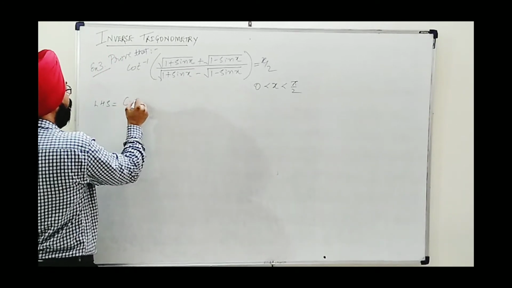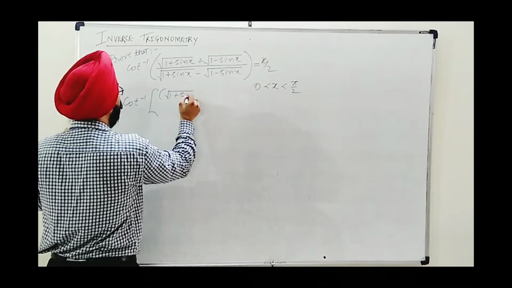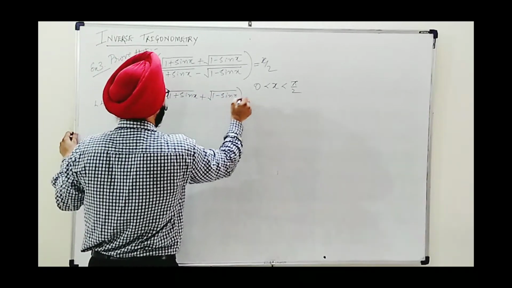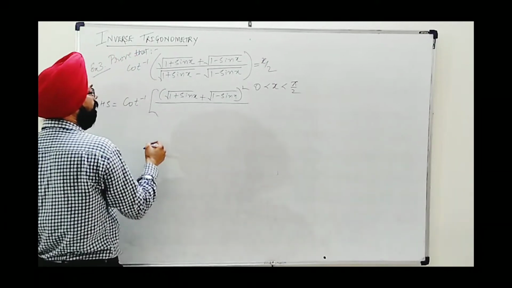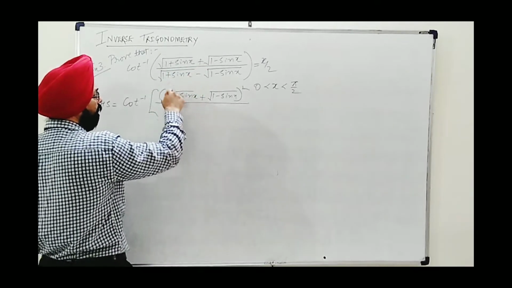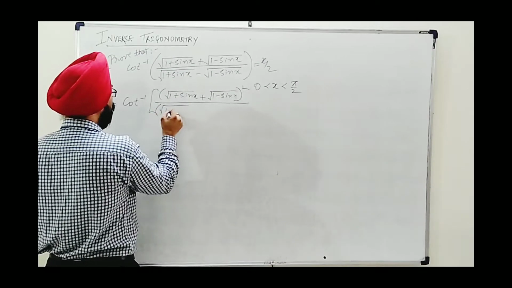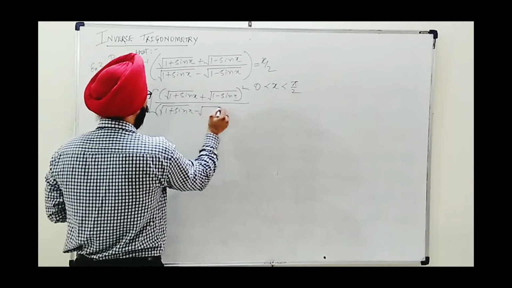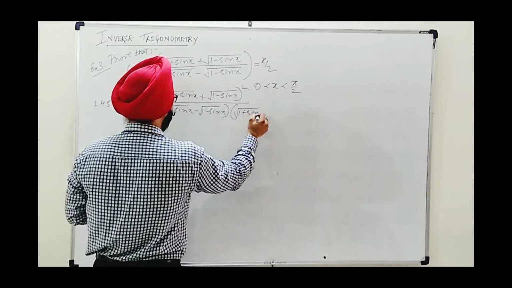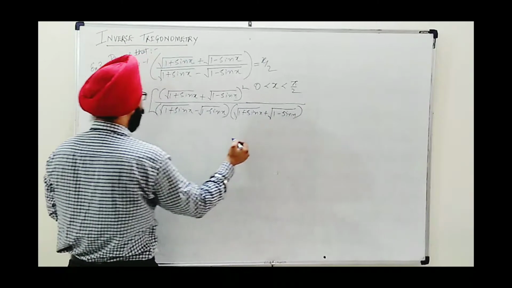So if I do, I find cot inverse. In the numerator I am having the square of (root 1 plus sin x plus root 1 minus sin x). And in the denominator, as we are rationalizing, we multiply numerator and denominator by this addition part. So below we have under root 1 plus sin x minus 1 minus sin x, in multiplication root 1 plus sin x plus root 1 minus sin x. This one.